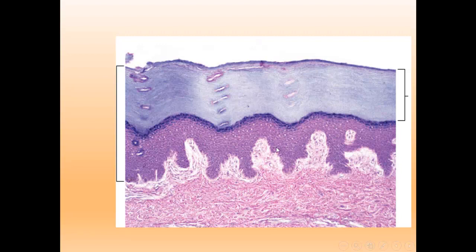Definitely the basal cells, the dividing cells here, will not be keratinized because we need them to divide. And whenever you move towards the surface, you will start to produce keratin. Keratin will increase until you reach this layer.